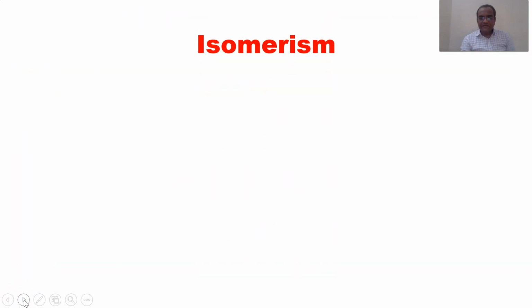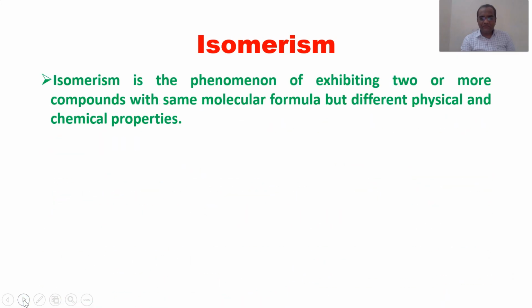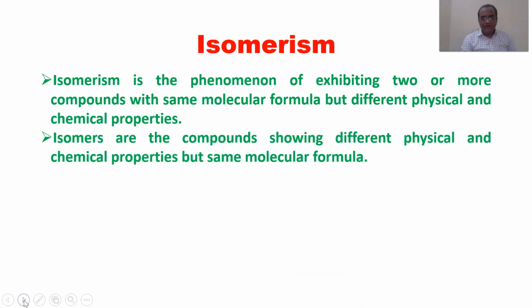Now we'll see the second part, that is isomerism. We have seen the classification of an organic compound based on the carbon skeleton. Next part is isomerism. Isomerism is a phenomenon of exhibiting two or more compounds with the same molecular formula but different physical and chemical properties. Isomers are the compounds showing different physical and chemical properties but the same molecular formula.